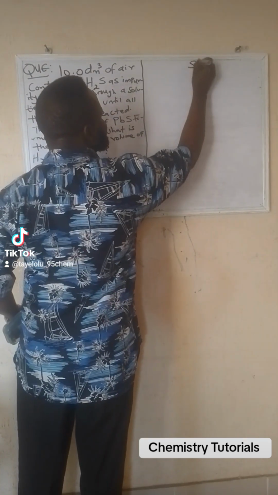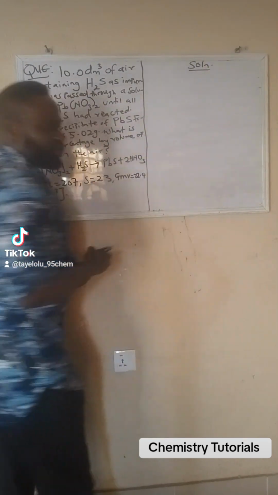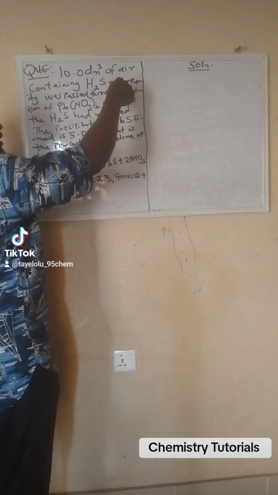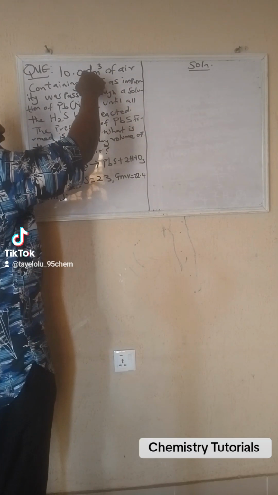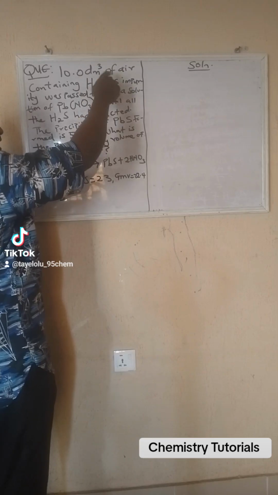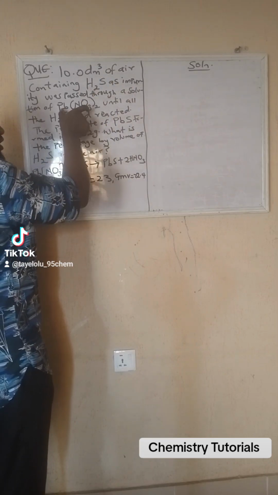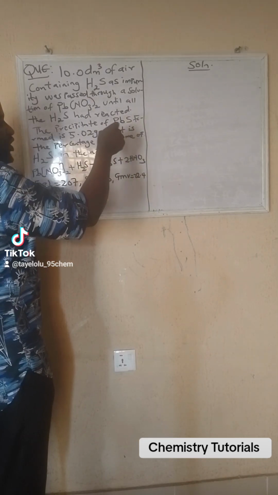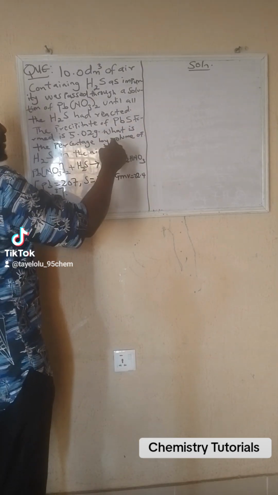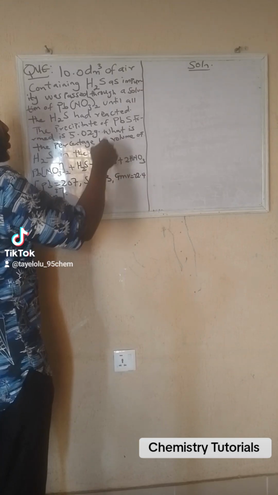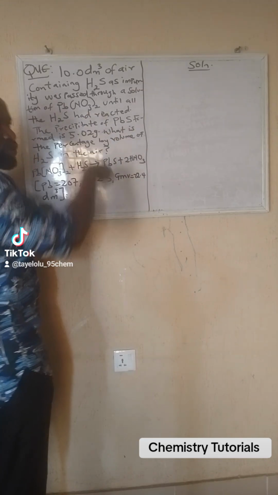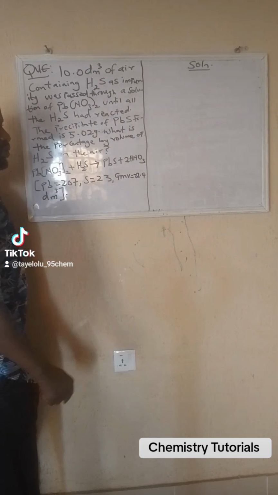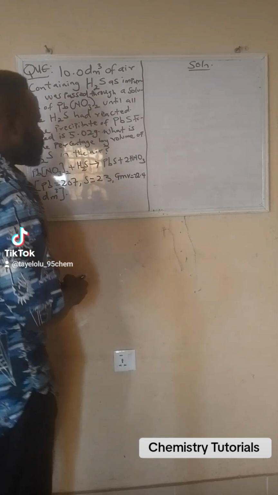Now, how do we solve this question? Very interesting question. From here, we understand that H2S is present as an impurity in this volume of air. However, it is the H2S that reacted with this substance to produce this mass of lead(II) sulfide. So before we can calculate the percentage by volume of H2S in air, we have to first calculate the volume of H2S present in this volume of air. So how do we do that?